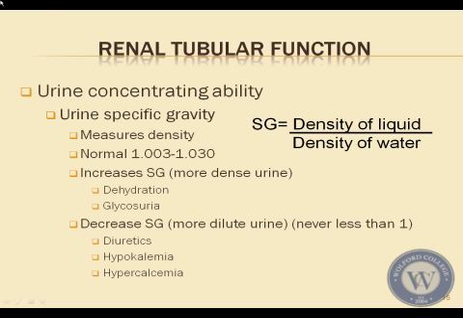Things that increase specific gravity, which means that you have more dense urine with more waste products in the urine, you'll see from dehydration or overspillage of compounds like glucose, so glycosuria. If you see, on the other hand, a more dilute urine, which decreases your specific gravity, it's never less than 1 because, of course, it can't be water coming out of you. Things like diuretics, hypokalemia, and hypercalcemia can all lead to decreases in specific gravity.